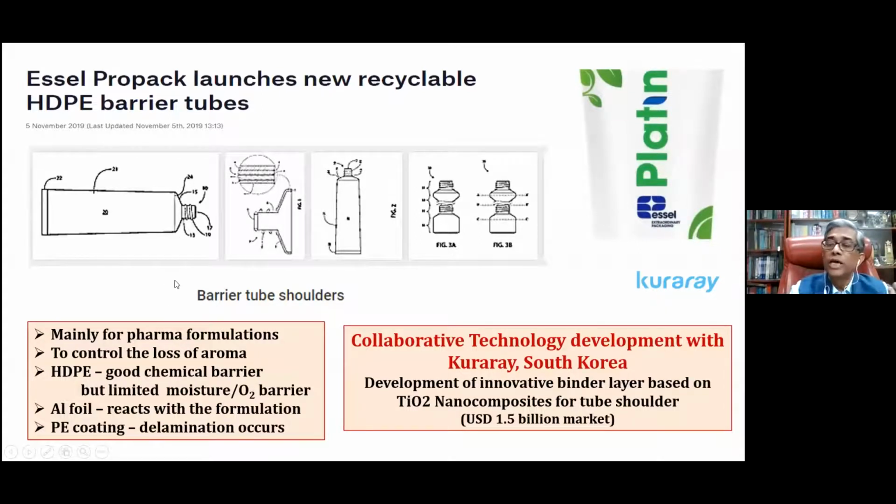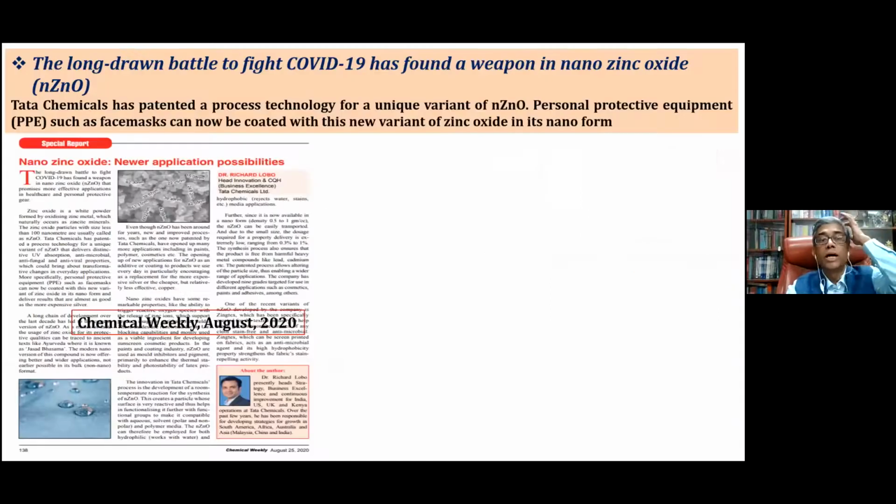Okay, and these are mainly for pharma formulation. Otherwise, it loses aroma because that methyl salicylate actually reacts with the aluminum foil or the polymer that is being used, and then HDP gives limited barrier properties. So this has been now tried with, especially I think this has been patented, and this will be coming into the market very soon. They were claiming that it is a 1.5 billion market that will be used for the lamitube shoulders and other things.